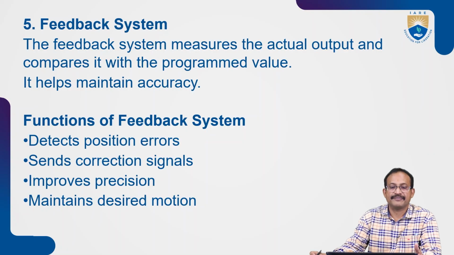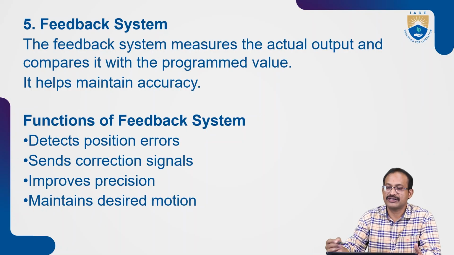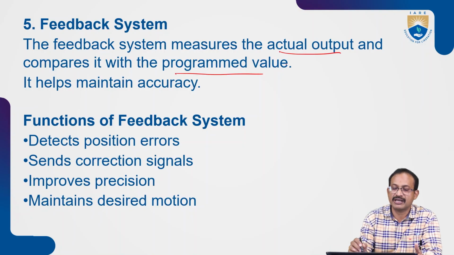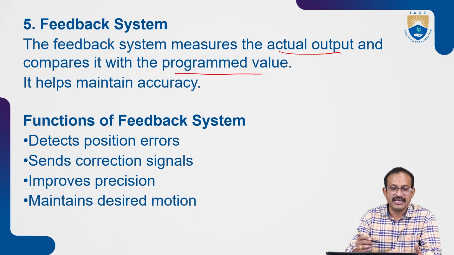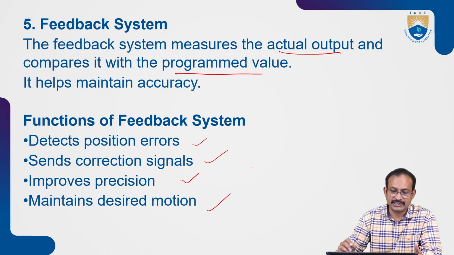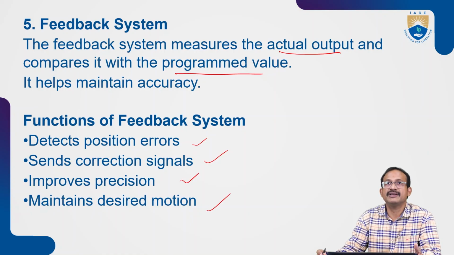Okay. Feedback system. The feedback system measures the actual output and compares it with the programmed value. Suppose there is any deviation, it should be corrected. It helps maintain accuracy by correcting these differences between actual output and programmed value. Now let us see functions of feedback system: detects position errors, sends correction signals, improves precision, maintains desired motion. That is about the feedback system.